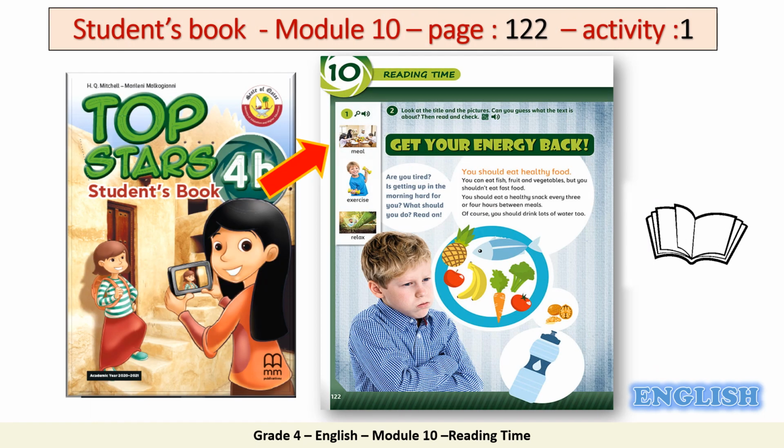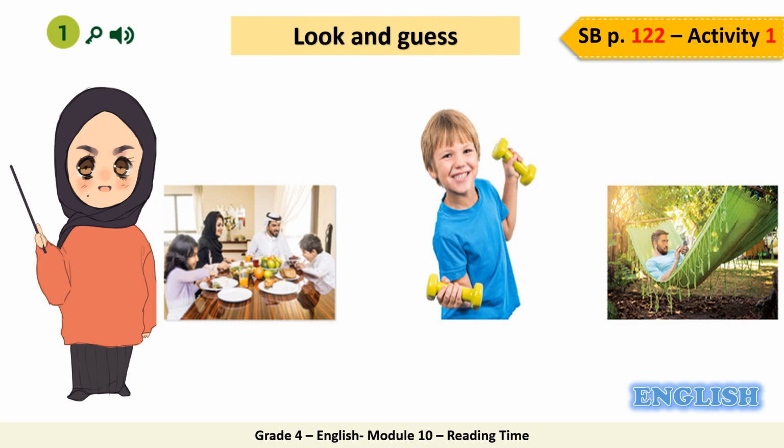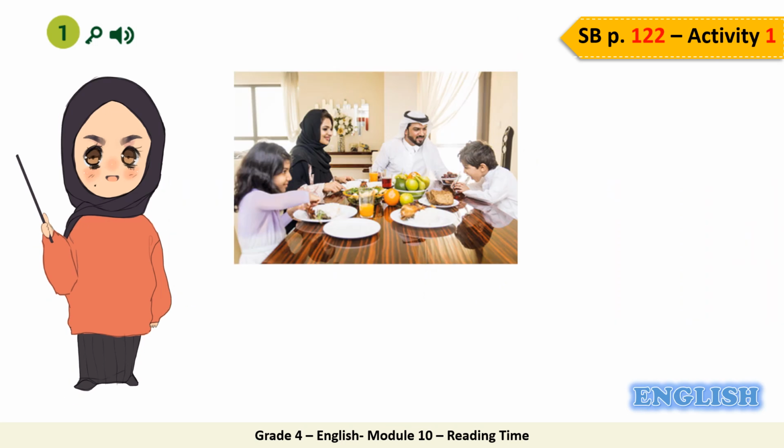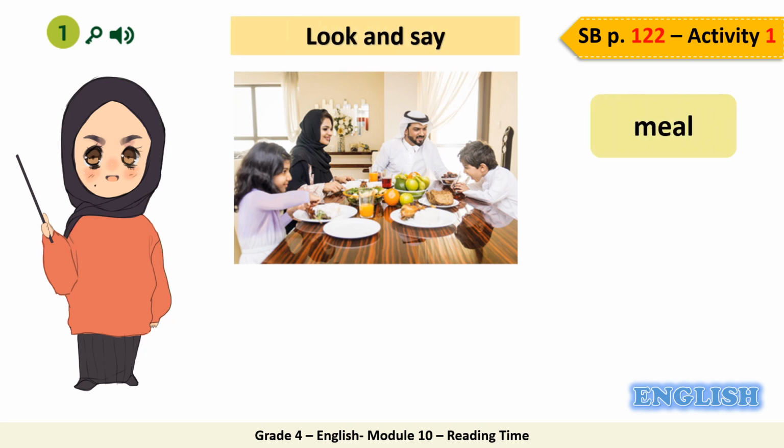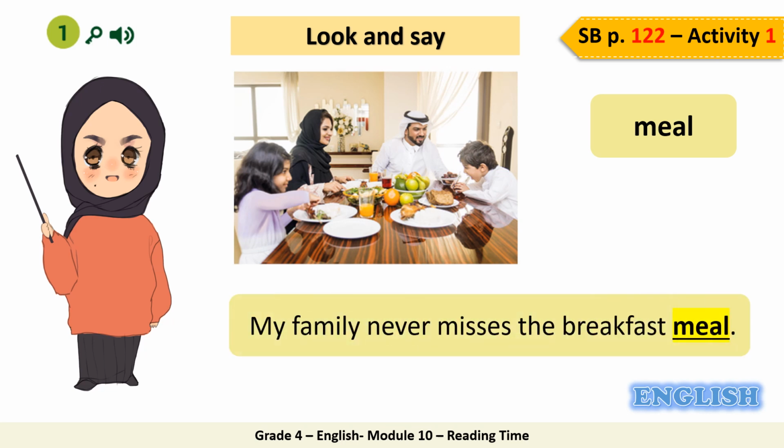Please open your students' books on Module 10, page 122, and pay attention to the pictures in activity number 1. Look at those photos and guess, what could be the word suitable for those photos? Look at this photo where the family is around the table and they're actually eating probably breakfast, lunch, or dinner. We call this a meal. Meal. Let's put it in a sentence. My family never misses the breakfast meal. The word meal in this sentence is a noun.